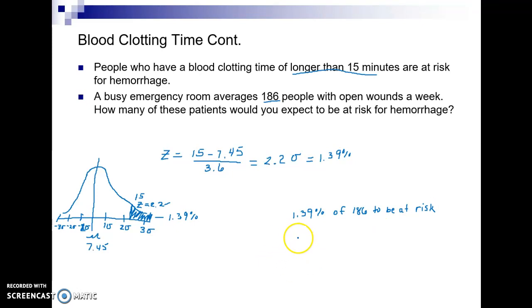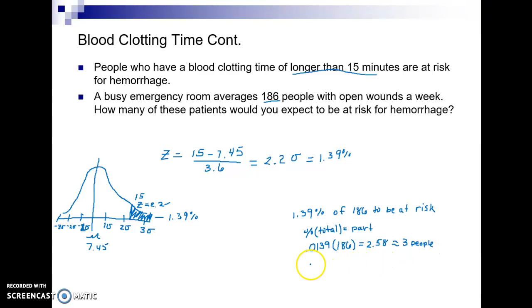There's a couple ways to work with percents. We know that the percent multiplied by the total equals the part. And so using that idea, I can take the percent and divide it by 100 to give me a decimal of 0.0139. That's my percent as a decimal times the total of 186 will give me the part. And doing that on my calculator, I get 2.58. So I'll round that up to the next whole person. About 3 people would be at risk for hemorrhaging.